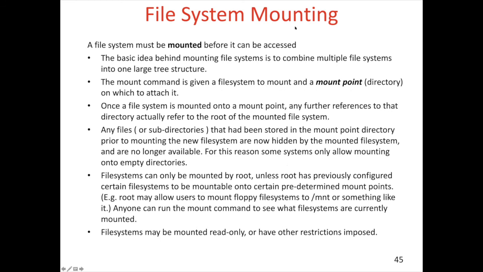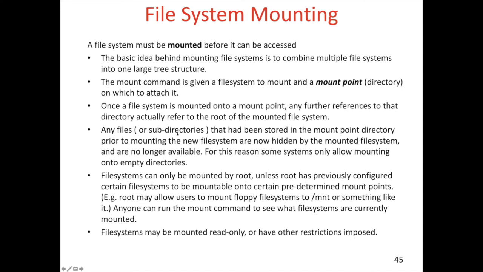File system mounting. A file system must be mounted before it can be accessed. The basic idea behind mounting a file system is to combine multiple file systems into one large tree structure. The mount command arguments are a file system to mount and a mount point, which is a directory, on which to attach it. Once a file system is mounted onto a mount point, any further references to that directory actually refer to the root of the mounted file system.